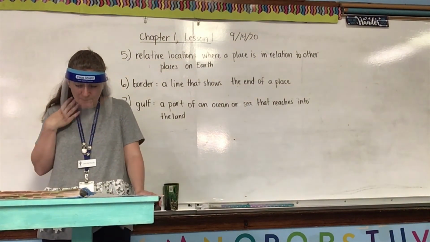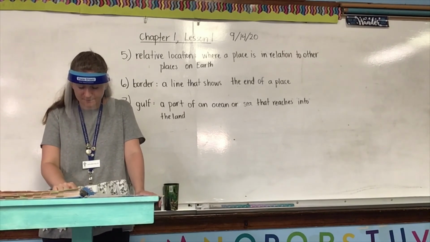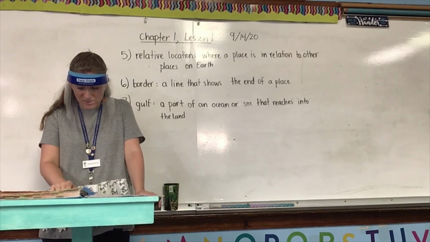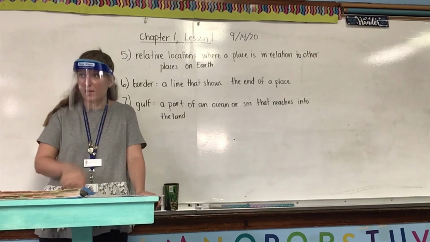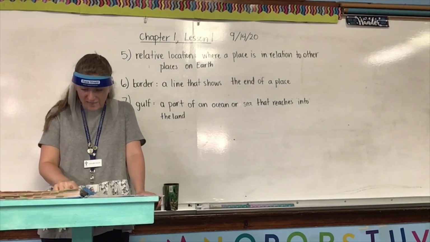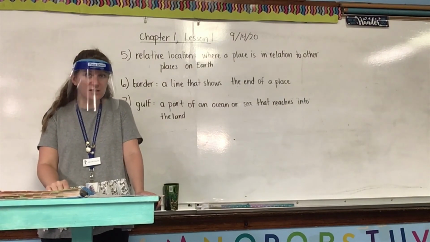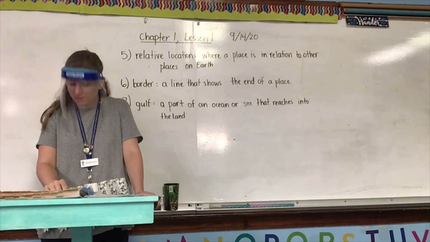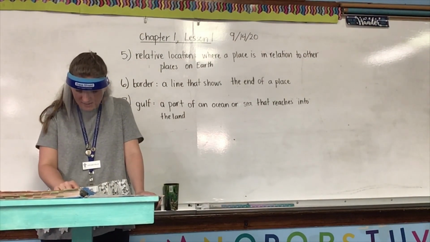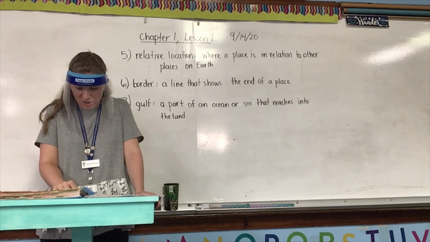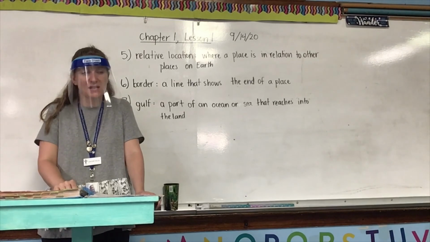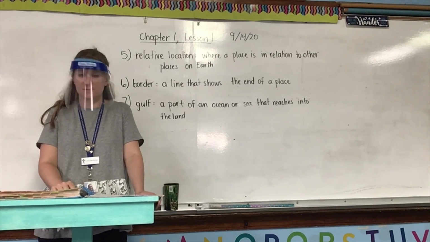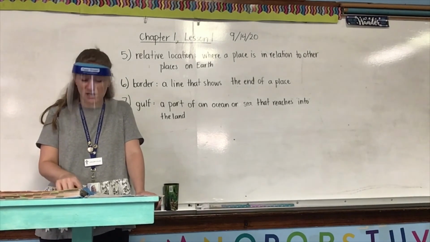Okay, let's read this summary of Lesson 1. The United States is located on the continent of North America. So that's one way to say our global address. In the northern and western hemispheres. There's another way to say our global address. The Atlantic Ocean, the Pacific Ocean, the Gulf of Mexico, Canada, and Mexico form its borders. So our borders meet all of those things.